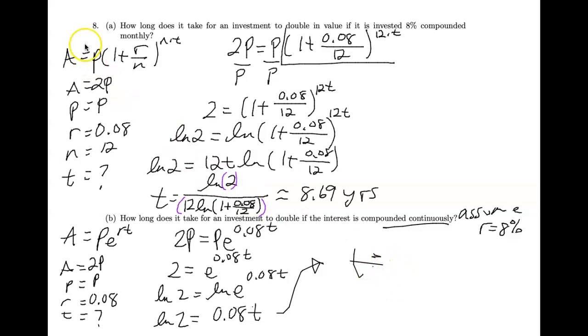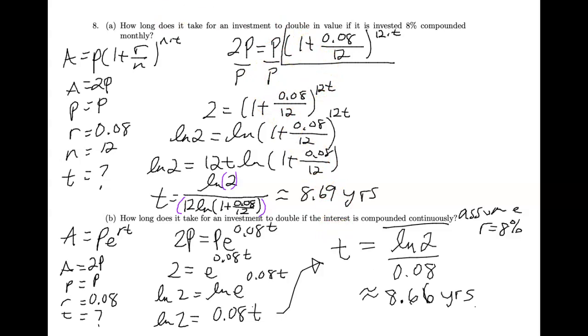So my answer is going to be t equals natural log 2. I'm getting some delay. Alright, so we're going to end up getting t equals ln 2 divided by 0.08. Plugging this into our calculator, we'll get 8.66 years. Not a big change in years, but that's how we're going to approach the problem. You should expect that this would be less time because it is compounded continuously.